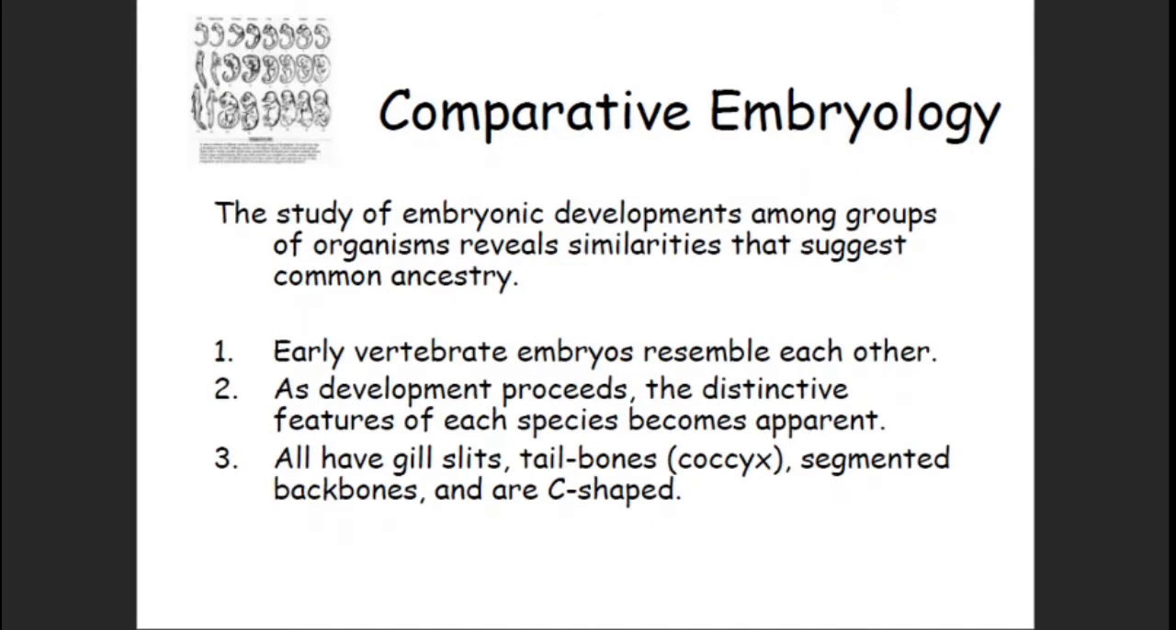Next is comparative embryology, the study of embryonic development among organisms. It reveals similarity that suggests common ancestry. Early vertebrate embryos resemble one another. As development proceeds, the distinctive features of each species begin to appear. All have gill slits, a tailbone or coccyx, segmented backbones, and are C-shaped.